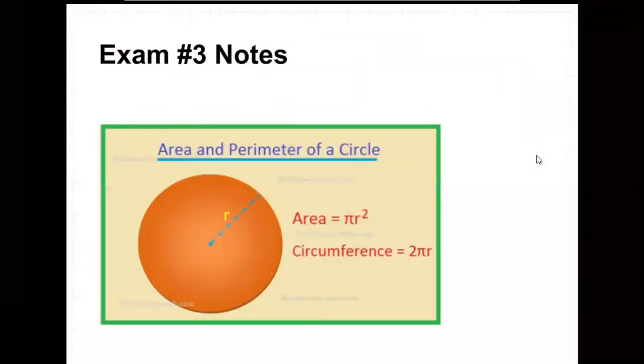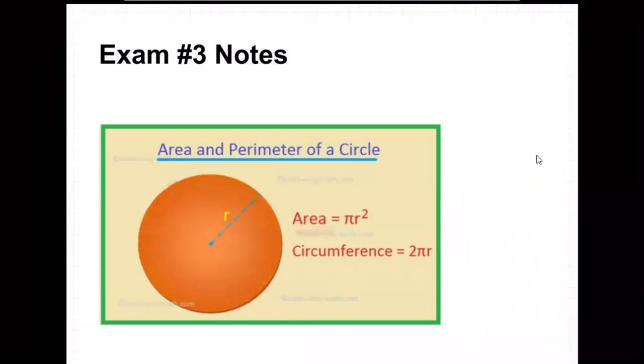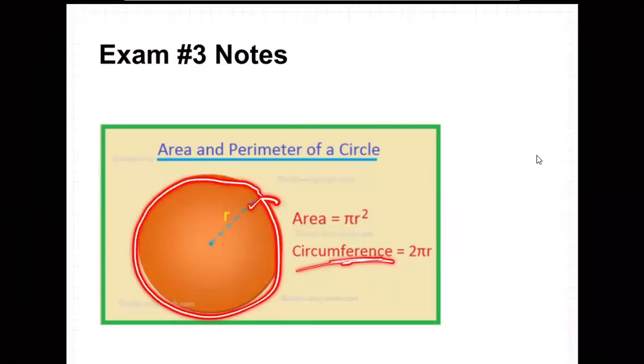So let's be clear: the area of any shape is the space inside of that shape. So there's area. And circumference is how far around the outer edge. It's like perimeter, basically. They just use a special word for the perimeter of a circle. I don't know why they made a special word, but they did. It's just all the way around the outer edge.